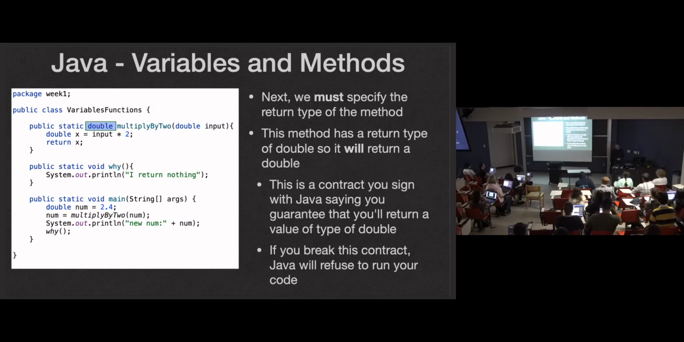Java will force you to return that type. If you don't return that type, what's Java going to do? Nothing. It's going to say, you broke the contract, I'm not running your code. You can't even hold your word that you're going to return a double, so I'm not going to run your code.